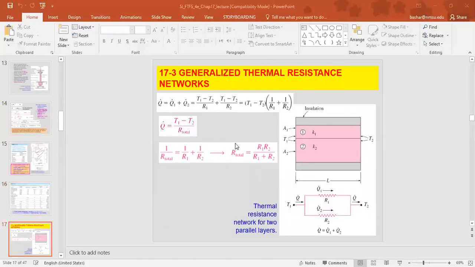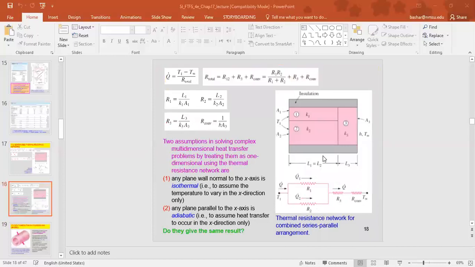Now, coming to the last topic of this chapter, the generalized thermal resistance, when we have layers in parallel together with layers in series. The same principles of electric circuits apply here. As we can see here, the total thermal resistance between these two layers in parallel will simply be calculated according to this equation. And if we have more layers, then we simply add plus 1 over R3 plus 1 over R4 and so on. Same as we used to do with electric circuits.